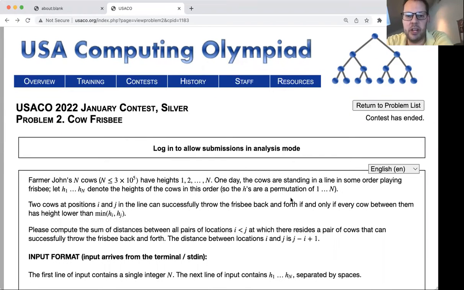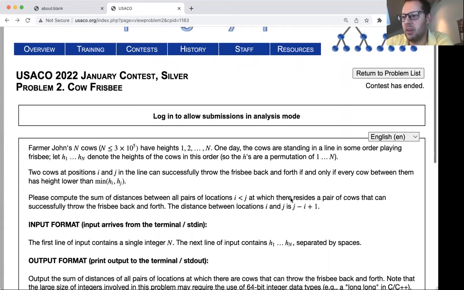What's up, everybody? In this video, we're going to be covering USACO's 2022 January contest at the silver level. Problem number 2, Cow Frisbee.